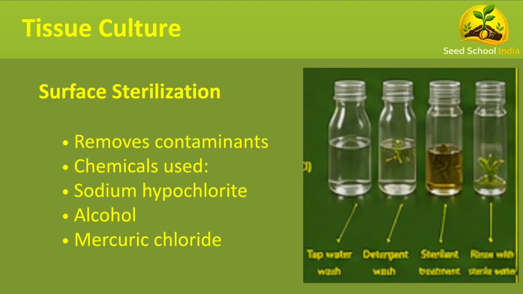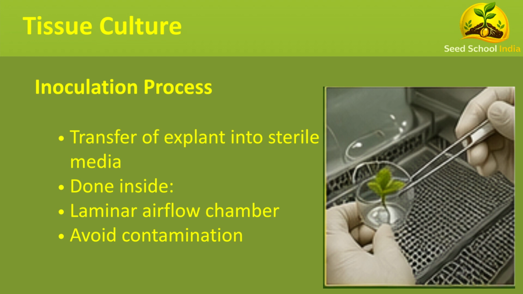Sterilization is one of the most critical steps. If contamination occurs, bacteria or fungi can quickly destroy the culture. After sterilization, the explant is transferred into media under aseptic conditions using a laminar airflow chamber. This ensures that only plant cells grow. Inoculation is the transfer of explant into culture media under sterile conditions. This is done inside a laminar airflow chamber to prevent contamination.